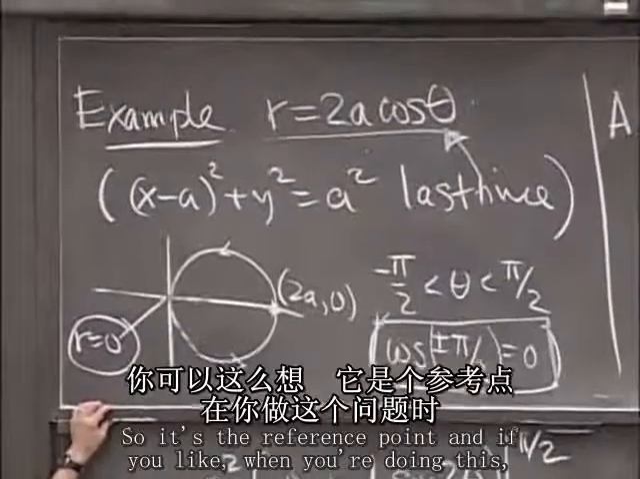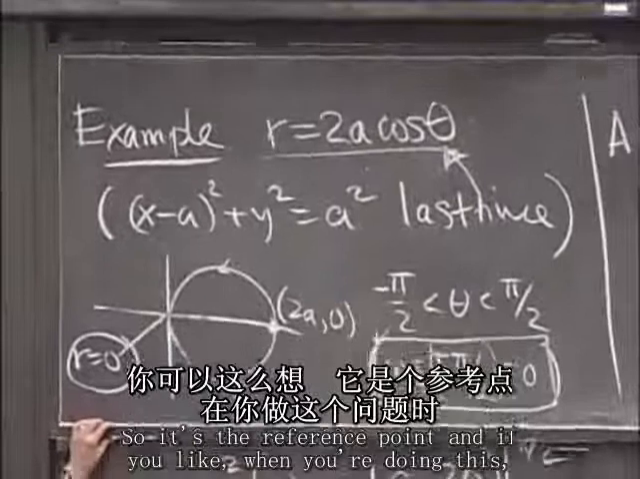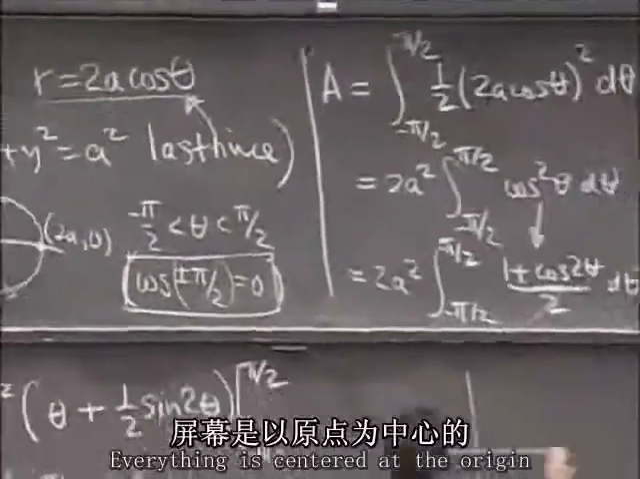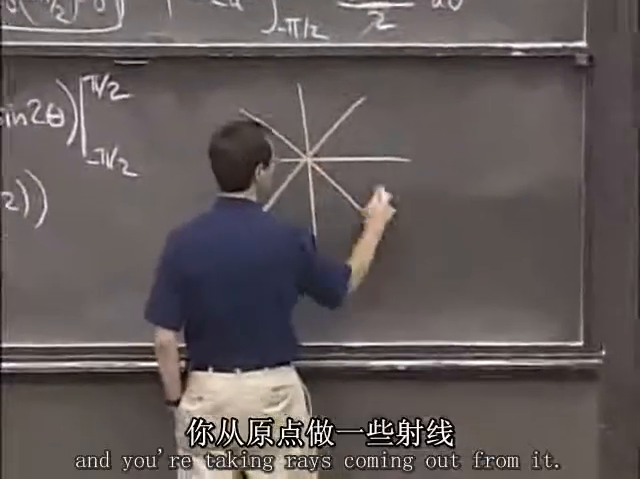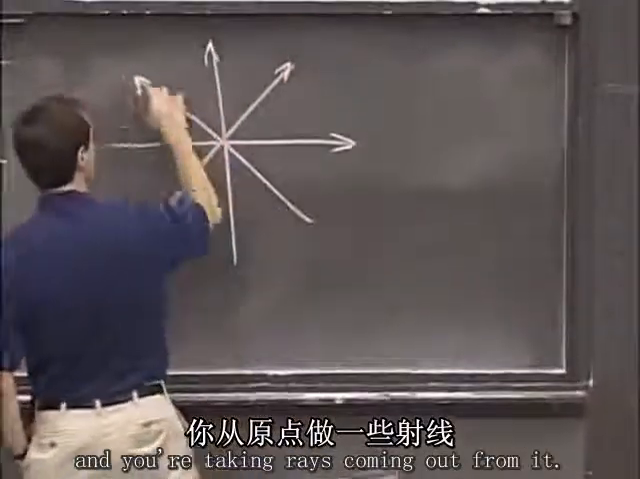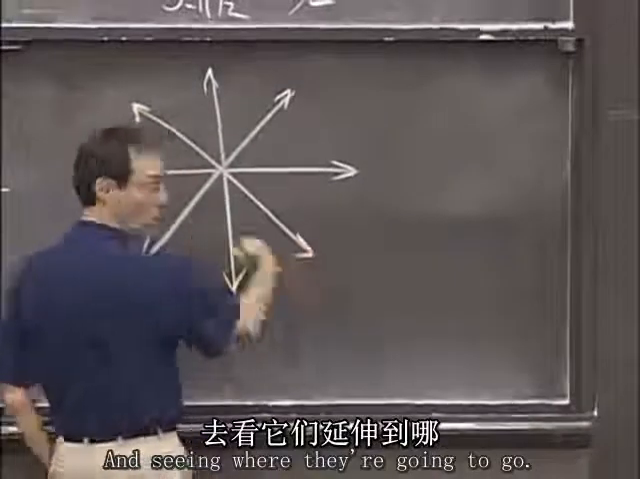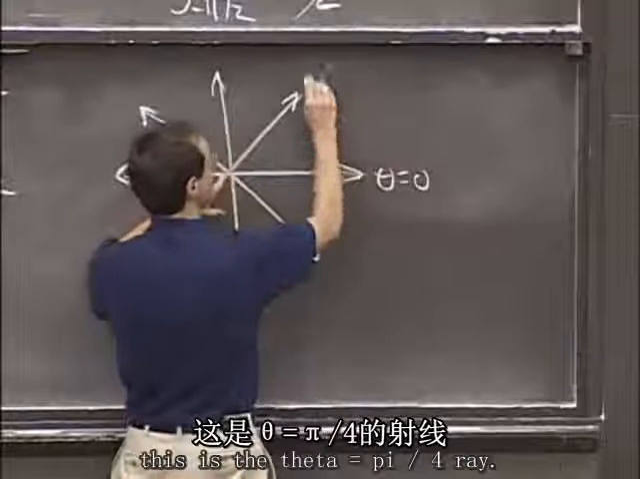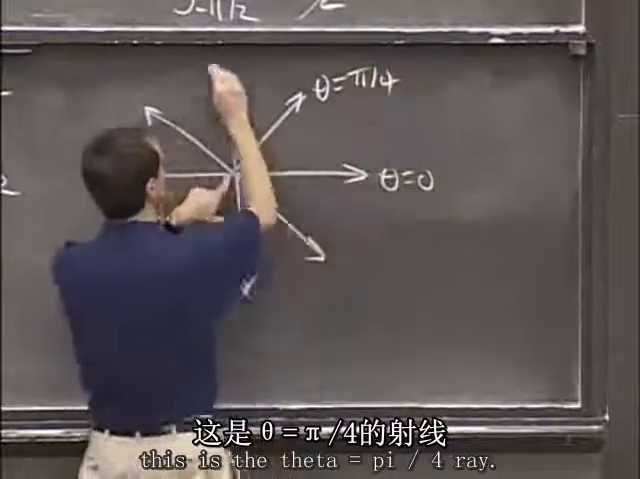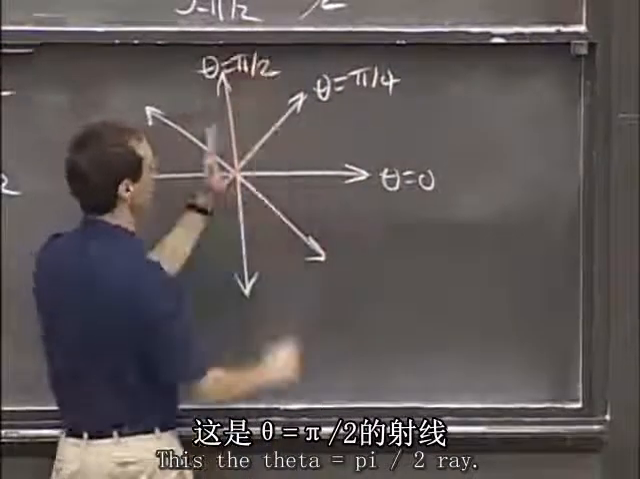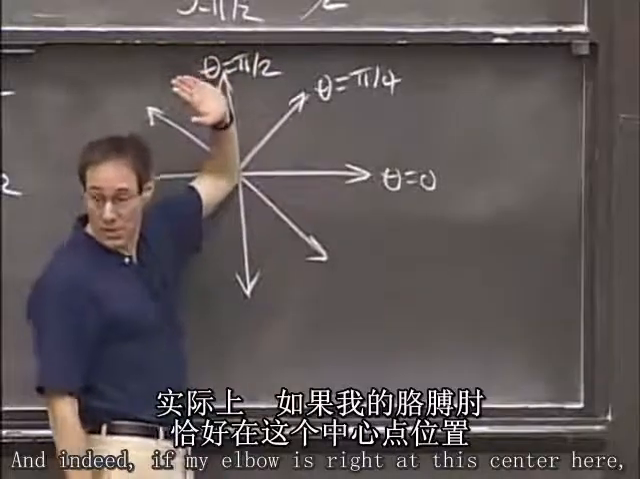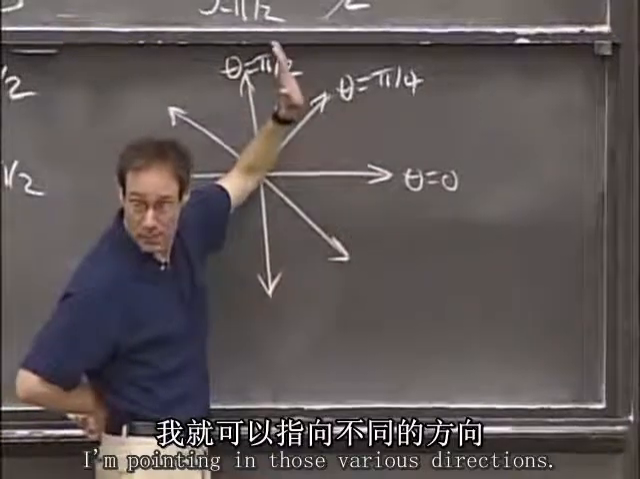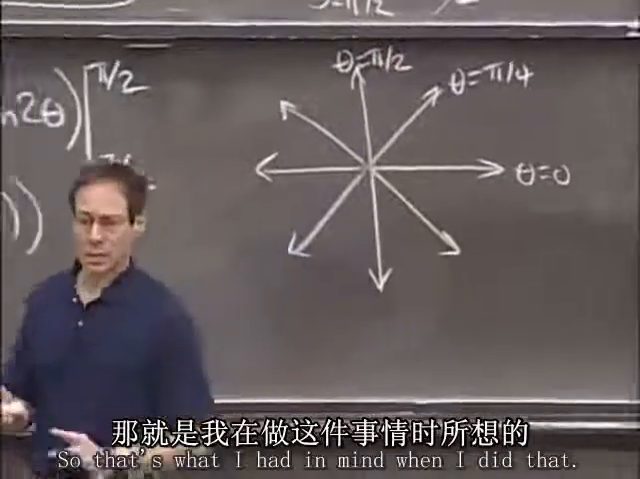So it's the reference point, and if you like, when you're doing this, it's a little bit like a radar screen. Everything is centered at the origin, and you're taking rays coming out from it and seeing where they're going to go. All right? So for example, this is the theta equals 0 ray. This is the theta equals pi over 4 ray. This is the theta equals pi over 2 ray. And indeed, if my elbow is right at this center here, I'm pointing in those various directions. All right? So that's what I had in mind when I did that.